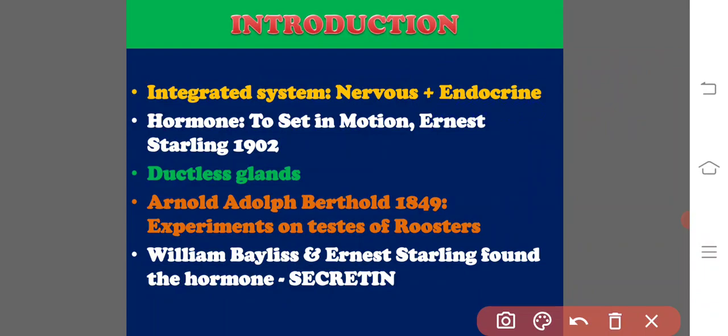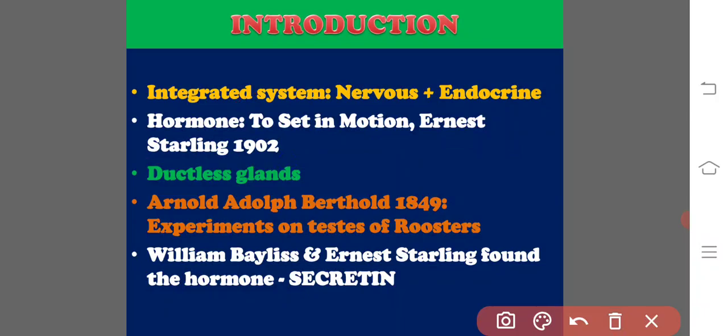And the term hormone means to set in motion. It is a Greek term. The hormone means to set in motion. The term was coined by Ernest Starling in 1902.